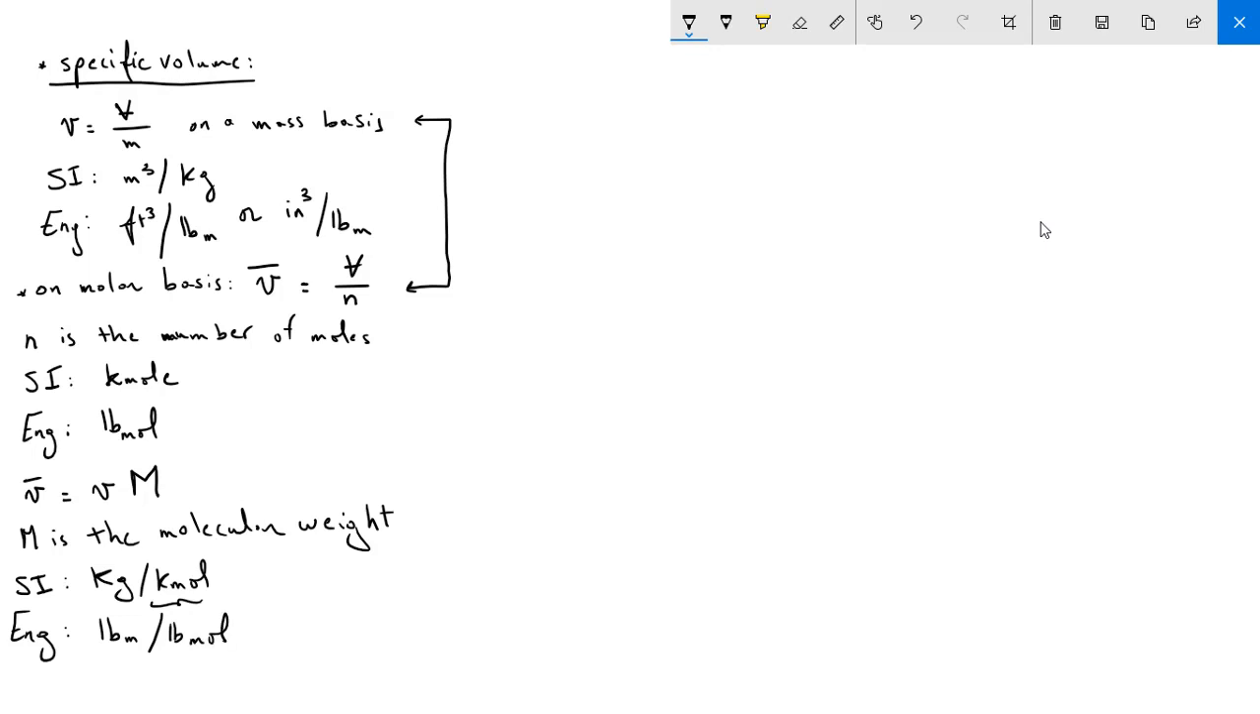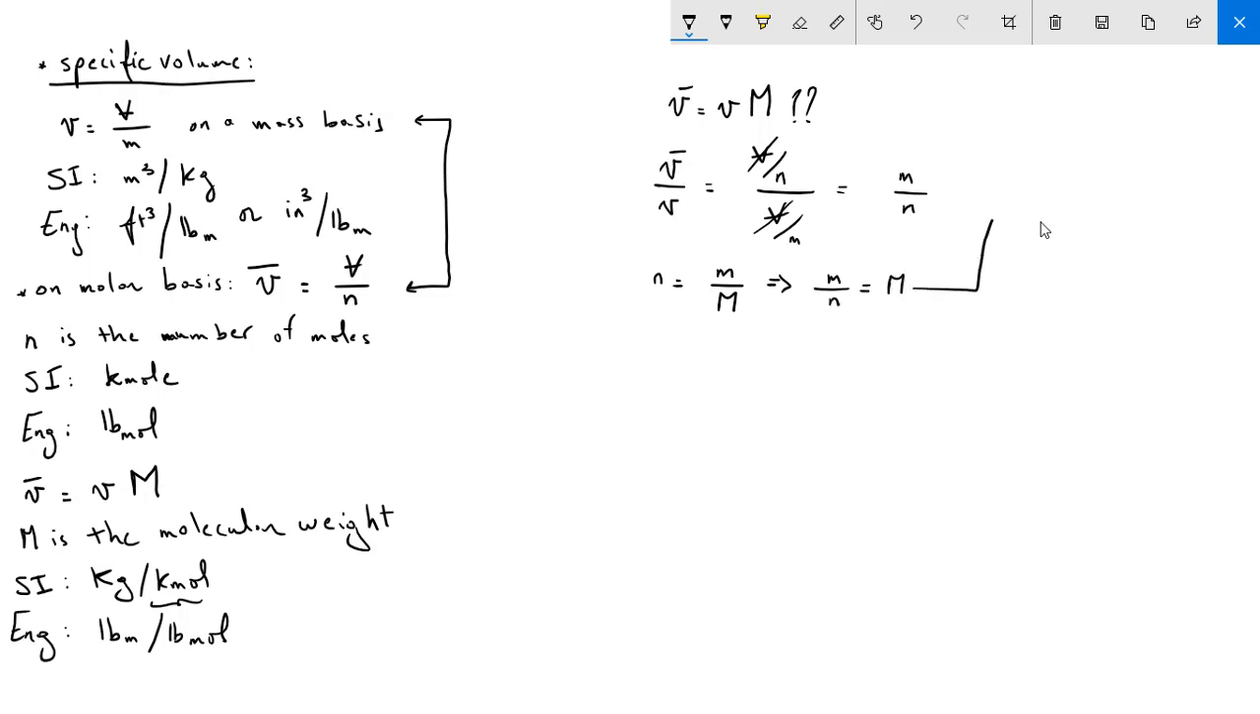To derive this equation, v bar equals v times molar mass, we can simply divide v bar over specific volume v. So v bar is V over number of moles, and specific volume on a mass basis is V over mass. So V and V cancel out, and we are left with m over n. We all know that the number of moles is related to the mass and the molar mass by the following equation. So m over n is the molar mass. If we substitute this here, we will end up with v bar equal to v times molar mass.